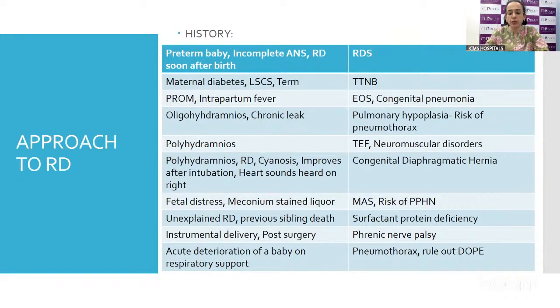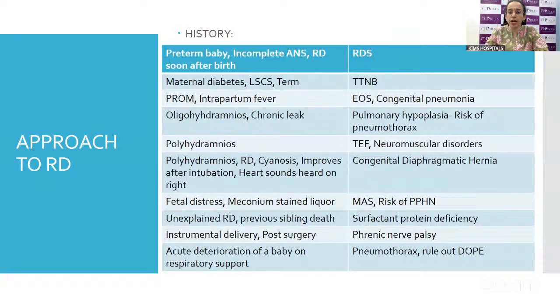If there was an unexplained respiratory distress with a history of previous sibling death and consanguinity, then think about surfactant protein deficiency. If there is an instrumental delivery and post-surgery, think about phrenic nerve palsy and look for the diaphragmatic movements on the ultrasound. If there is an acute deterioration of the baby on respiratory support, do the DOPE: rule out displacement, tube obstruction, pneumothorax, and also equipment failure.